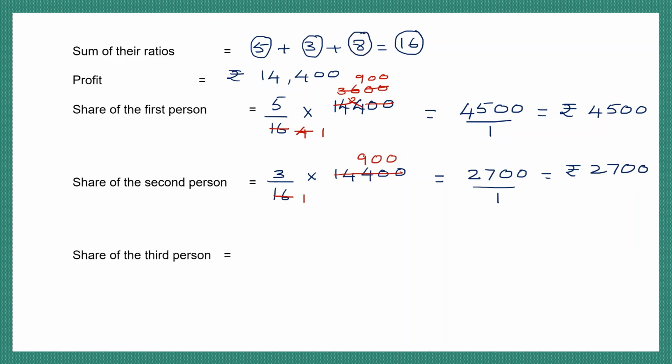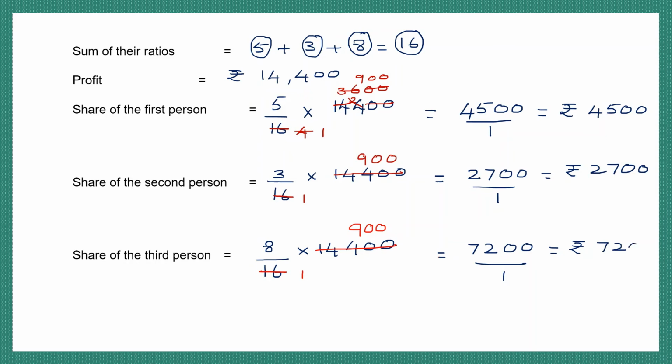Take the third number, which is 8, divide it by the sum of the ratios and multiply it by 14,400. Again, you can cancel it with 16. So this into 9. Now let's multiply. This becomes 9 and then 900 because of the 2 zeros. So now let's multiply the numerators. 8 nines are 72. Add the 2 zeros and denominator is 1. So the third person gets a share of 7,200 rupees. He gets a maximum because he invested the most, isn't it?